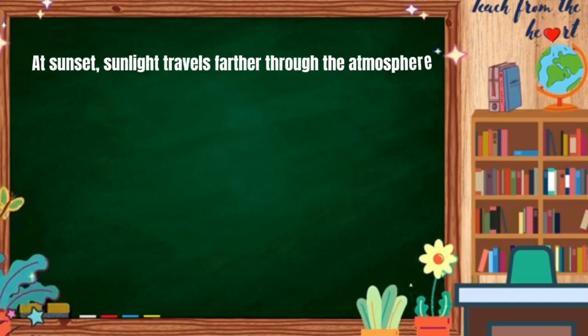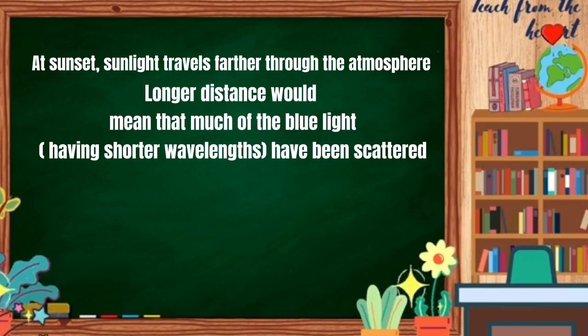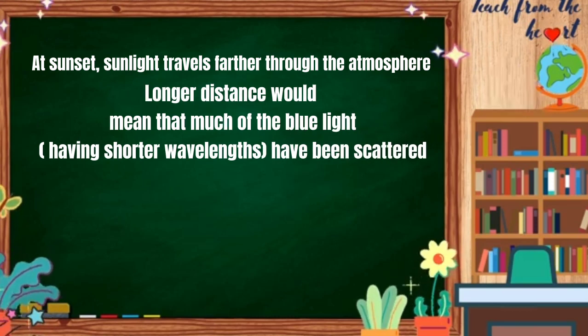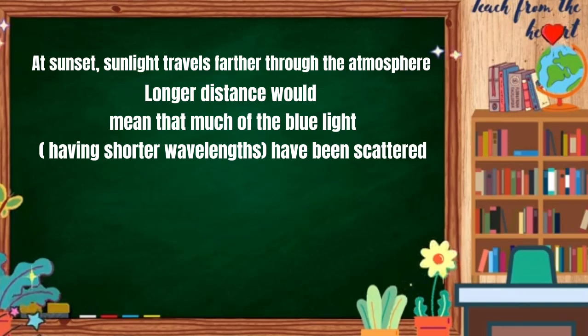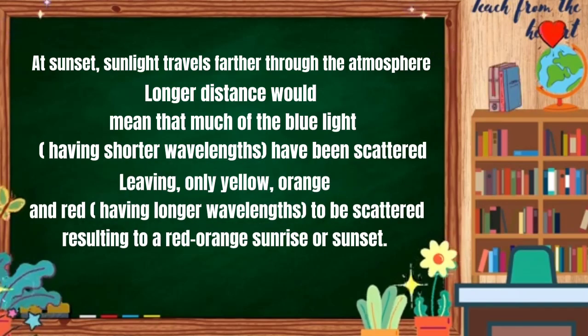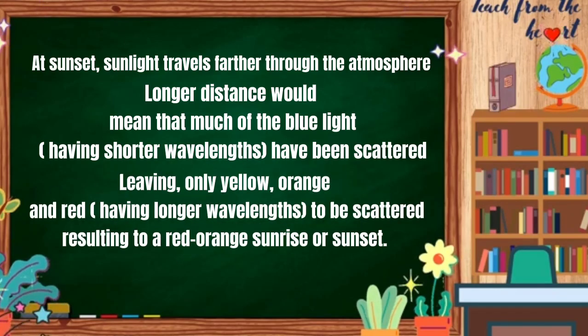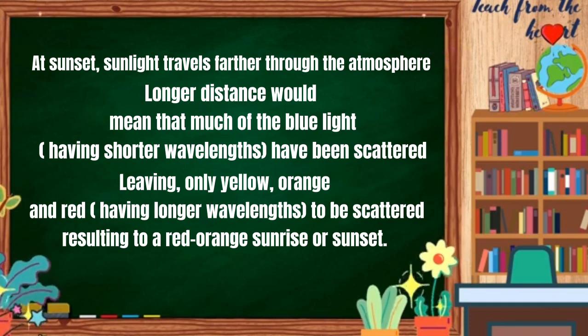At sunset, sunlight travels further through the atmosphere. A longer distance would mean that much of the blue light, having shorter wavelengths, has been scattered, leaving only yellow, orange, and red, having longer wavelengths, to be scattered, resulting in a red-orange sunrise or sunset.